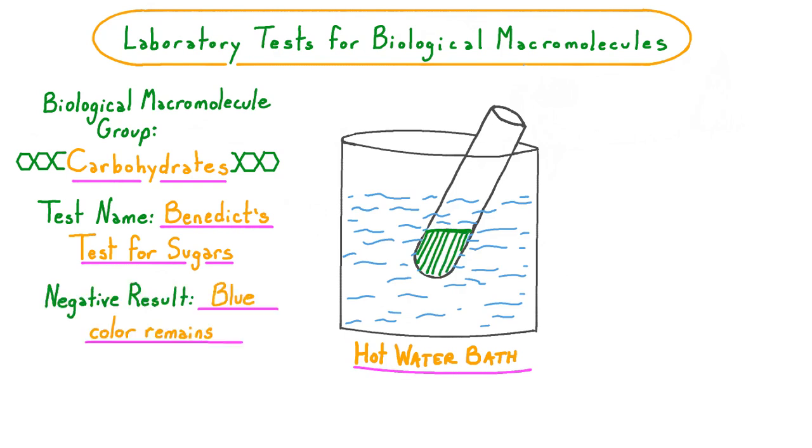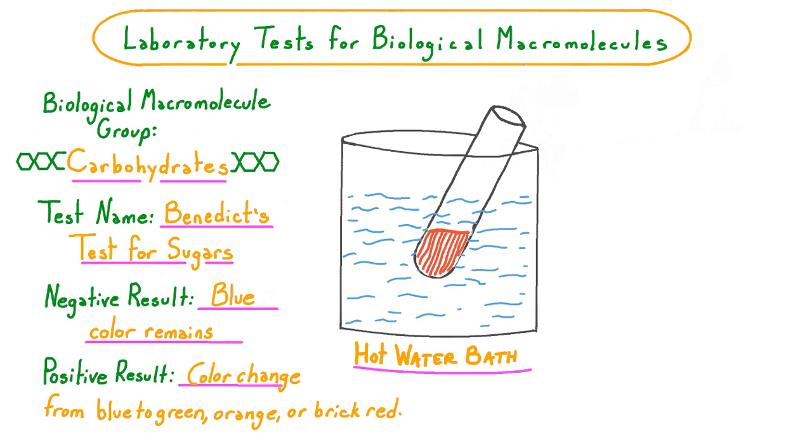But if the color changes from blue to green, to orange, or even brick red, that indicates a positive result for sugar. In fact, these colors indicate the concentration of sugar as well, with green being lower, orange is higher, and brick red is the highest.